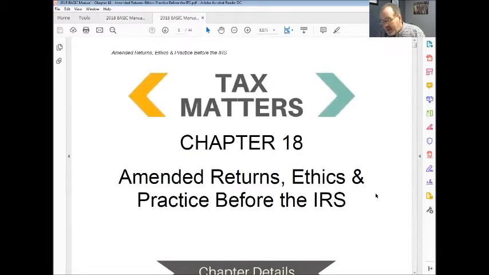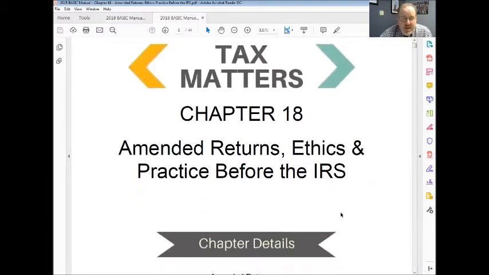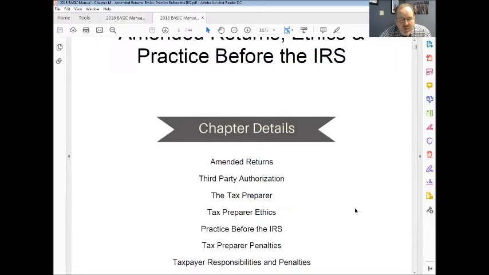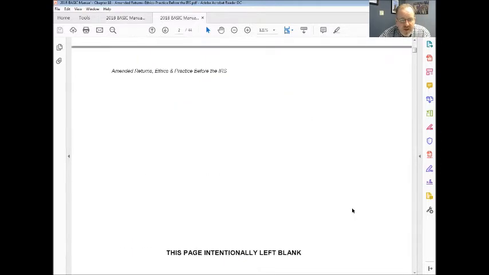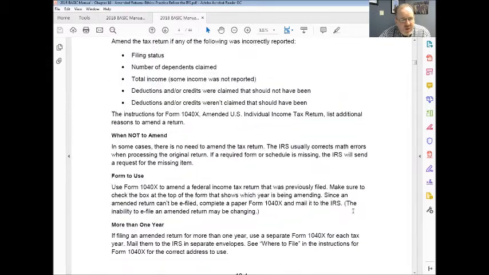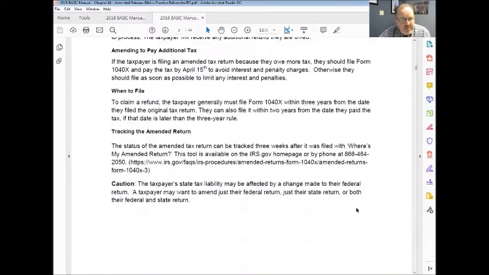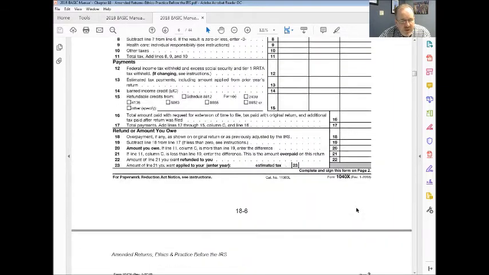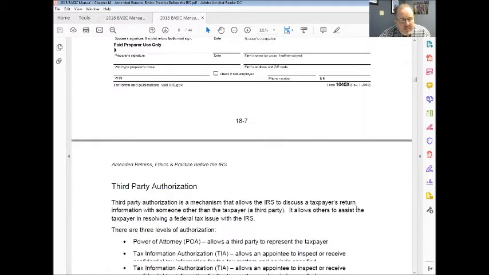And chapter 18, okay. I'm going to go through a few things here on this. Amended returns. We're going to talk a little bit more about the amended return when we actually do something within the problems that we have. As far as the ethics and everything that is in here, again, this is really just for your knowledge, if you will.